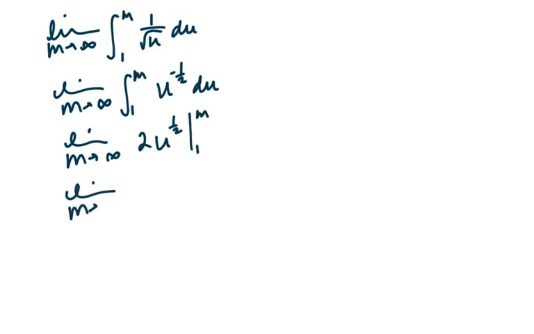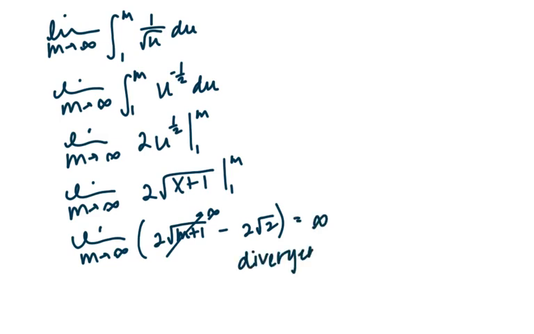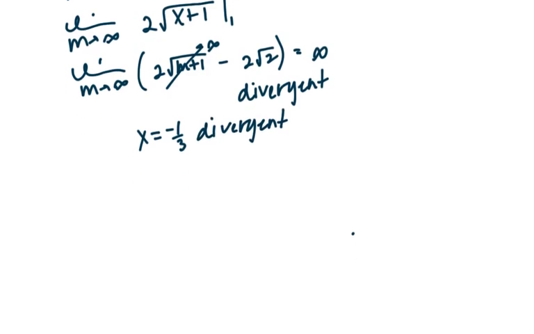So we have the limit as m approaches infinity, 2 times the square root of x plus 1 from 1 to m. So we have the limit as m approaches infinity of 2 times the square root of m plus 1 minus 2 times the square root of 2. And this goes to infinity, and infinity minus that is infinity, which is divergent. So since the improper integral is divergent, that means that the series when x equals negative 1/3 diverges. It's divergent as well. So now we need to look at x equals positive 1/3.